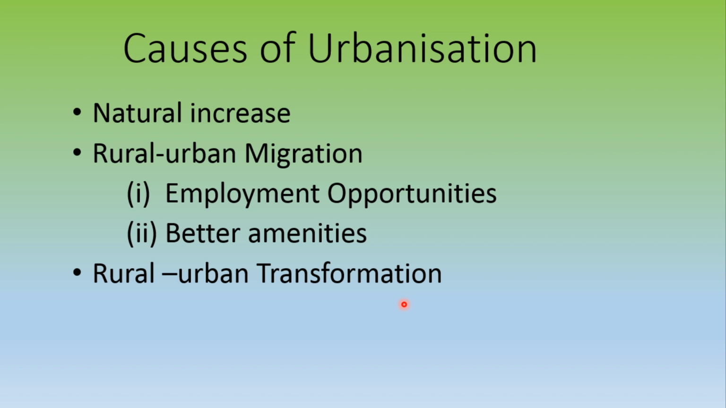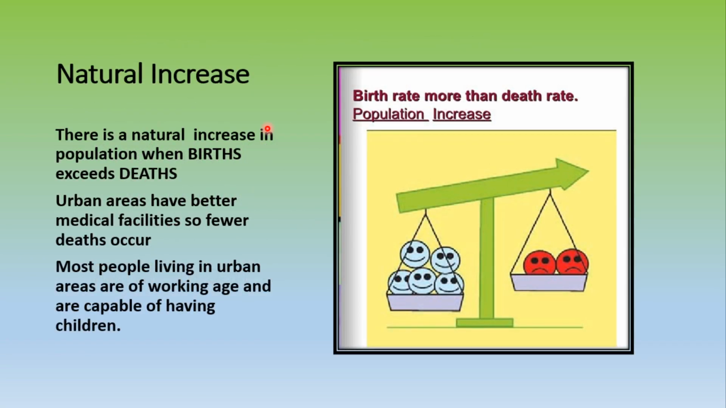So the proportion of people living in urban areas increased due to various reasons, and one of the major reasons was the natural increase. Now, there is a natural increase in population when births exceed deaths. Here you can see how new babies are being born while the death rate has gone down.